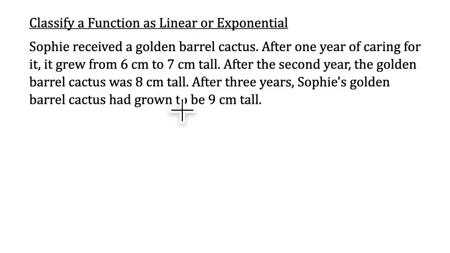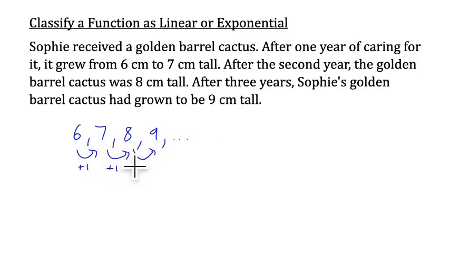Okay, let's read through this scenario and classify it as linear or exponential. Sophie received a golden barrel cactus. After 1 year of caring for it, it grew from 6 centimeters to 7 centimeters. After the second year, the golden barrel cactus was 8 centimeters tall. After 3 years, Sophie's golden barrel cactus had grown to 9 centimeters tall. Well, we notice here that we're adding the same number each time. So we have a constant rate of change. So this will be a linear function.